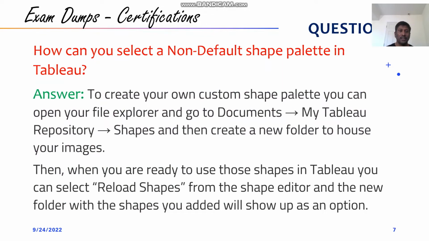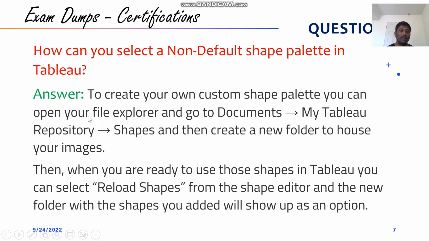Moving to the next question, question number 5. How can you select a non-default shape palette in Tableau? By default, the default shape palette will come up. How can you change it? To create your own custom palettes, you have to create your own shapes. Then you have to create your own custom shape palette.